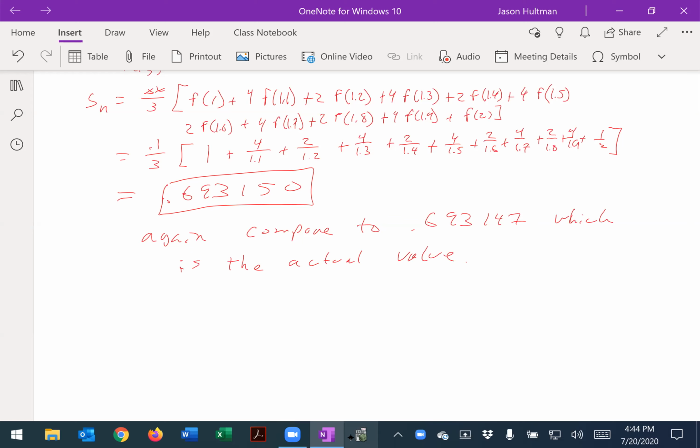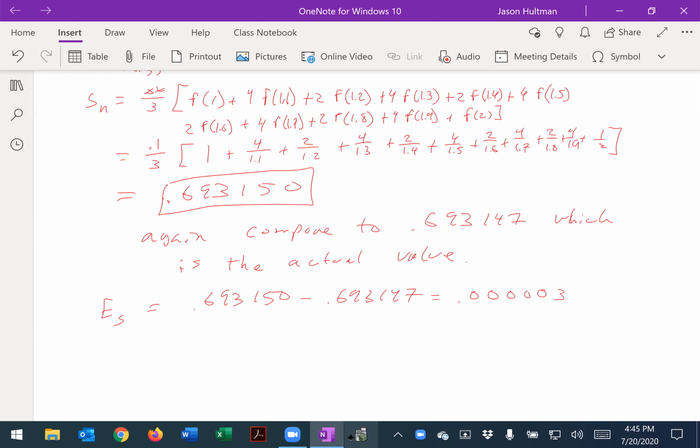Well, let's look at the error. The error for Simpson's rule here is equal to 0.693150 minus 0.693147, which is equal to 0.0000. How many zeros do we have here? 1, 2, 3, 4, 5. 5 zeros into 3, right? It's within 3 tenths, hundredths, thousandths, ten-thousandths, hundred-thousandths, millionths. It's within 3 millionths. Okay, that's pretty darn close.